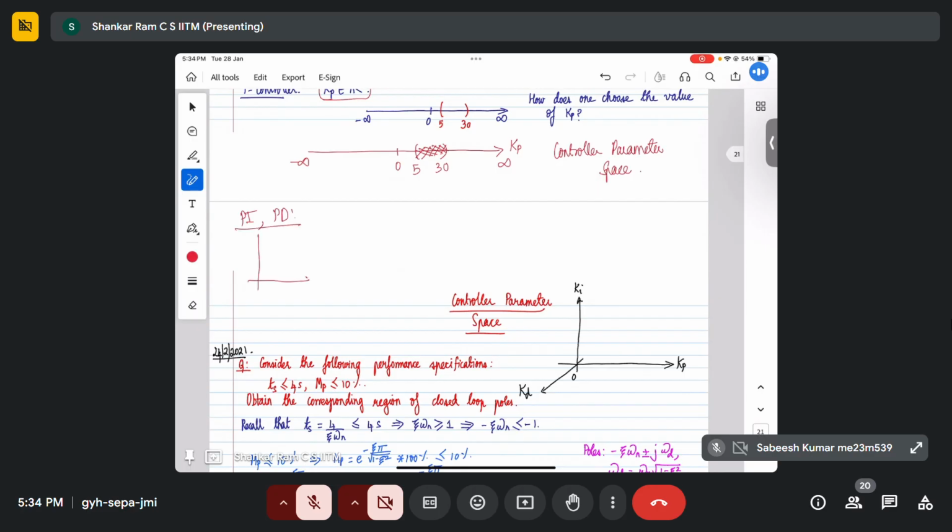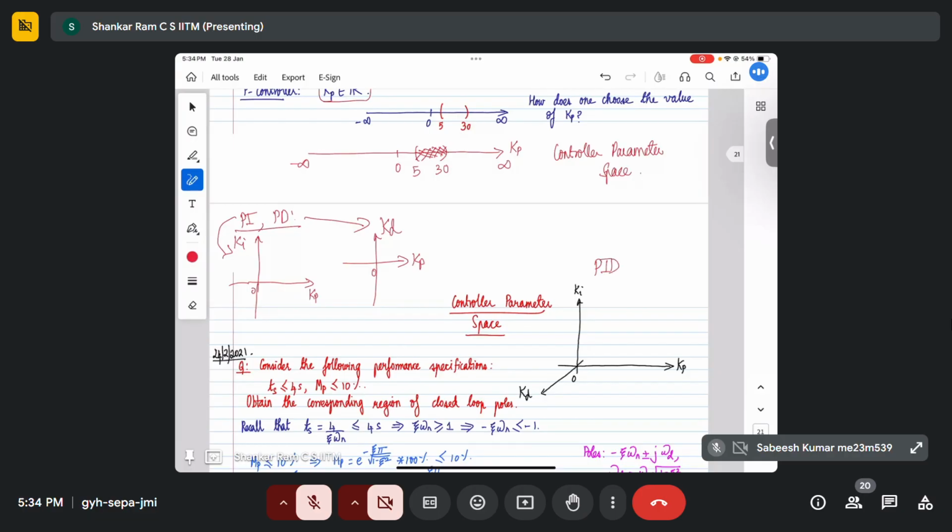Then we have two controller parameters. We'll have KP and KI for a PI controller, and KP and KD for a PD controller. Then it becomes a two-dimensional plane. In the case of a PID controller, the controller parameter space becomes three-dimensional, because we have one axis for KP, another for KI, another for KD, since we have three parameters in a PID controller.